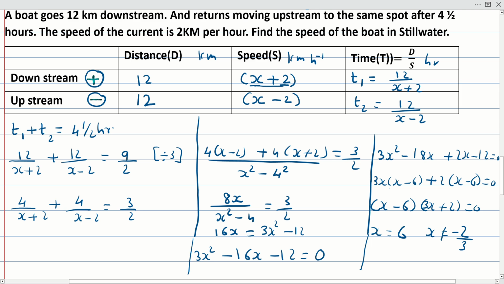Fine. So therefore, the speed of the boat, which we have assumed as x, is 6 kilometer per hour.